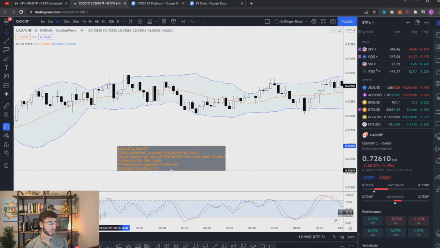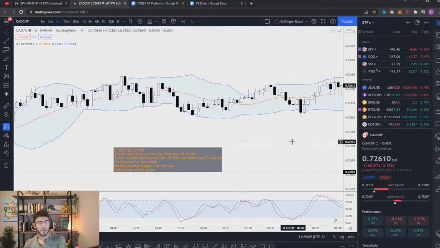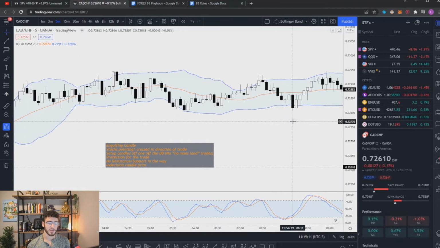Here's an example of a trade that you would not take. So we do have an engulfing candlestick here. But the reason that we would not take this trade is because the stochastic is moving higher and there was no indecision candle prior. This is not an indecision candle. This is definitely a bullish candlestick.